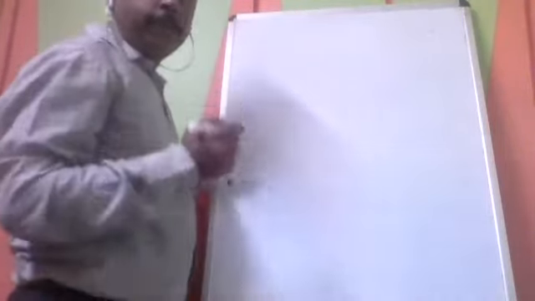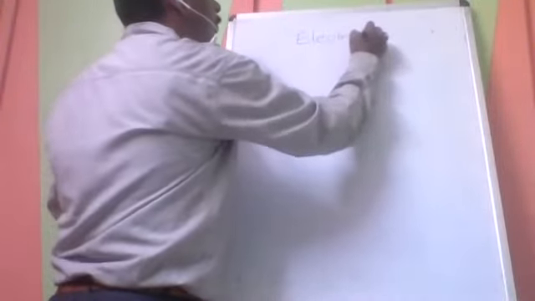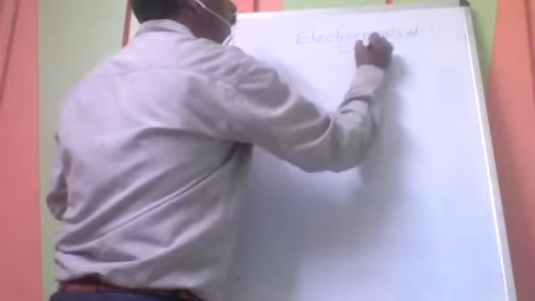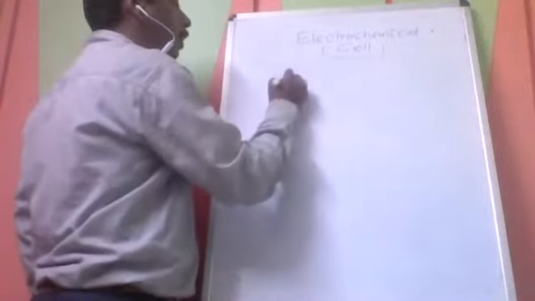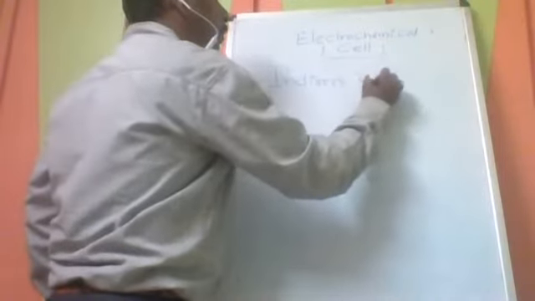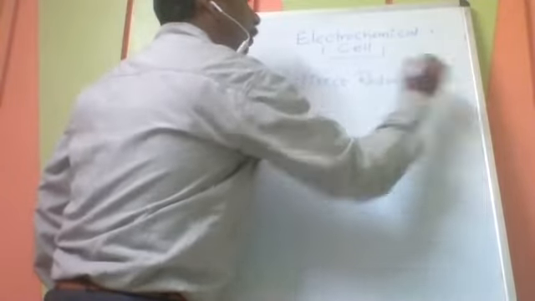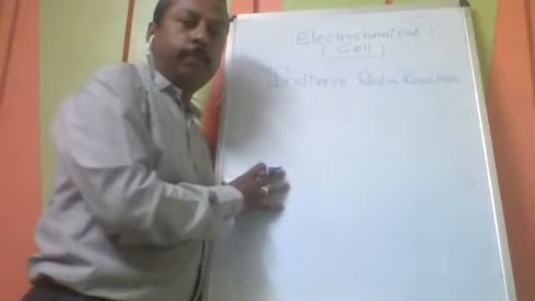Okay, today we are going to study the electrochemical cell. It is based upon the indirect redox reaction. Indirect redox reaction means there will be two parts of the cell.